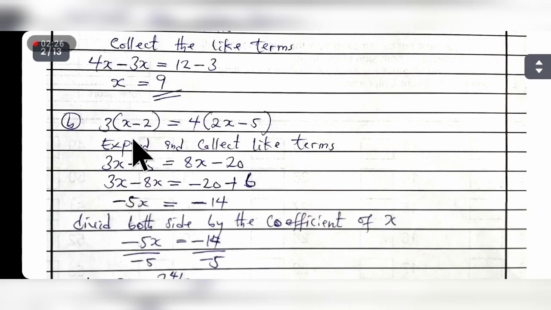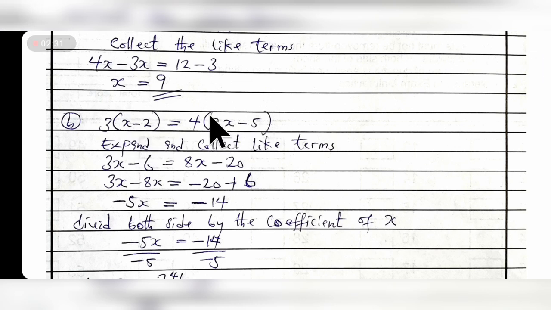So example 2, we have the b part, 3 into all of this bracket equals the right hand side. So you expand and collect the like terms. 3 times x gives us 3x. 3 times minus 2 is minus 6, equals 4 times 2x, which is 8x. Then 4 times minus 5 is minus 20. So if you collect the like terms, 3x down. If 8x is going to the left hand side, it changes to minus 8x, which equals minus 20 on the right hand side.